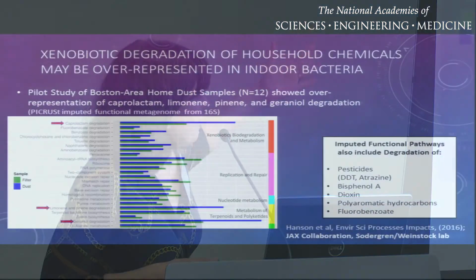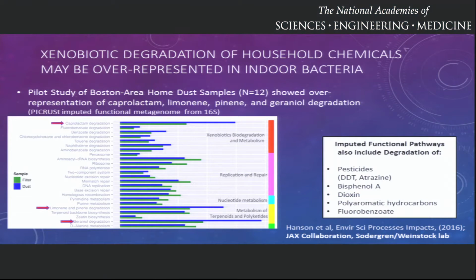Now I'm going to show you some data from a pilot study that we did, okay? And the title of this slide is Xenobiotic Degradation of Household Chemicals May Be Overrepresented in Indoor Bacteria. So I should mention that the data I just showed you, the samples were from about 300 homes, okay? So we took a subset of the house dust samples that we'd analyzed previously, about 12, from the Boston area birth cohort, so house dust samples. Then we also had some outdoor air samples taken from a different study that was done in Toronto. And we sent all of our samples to the Jackson laboratory that does our sequencing for us, okay? And they ran 16S sequencing for bacteria.